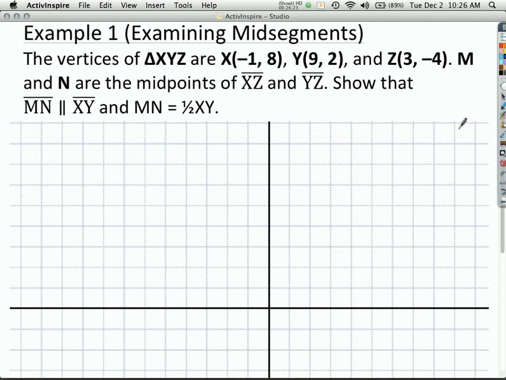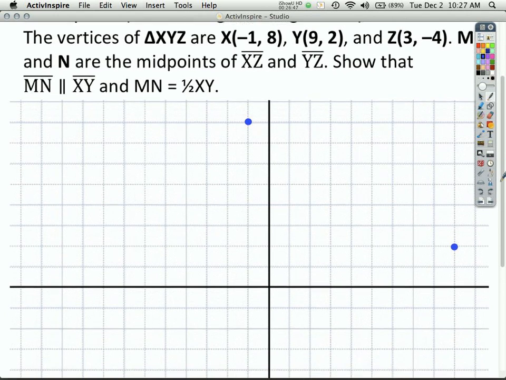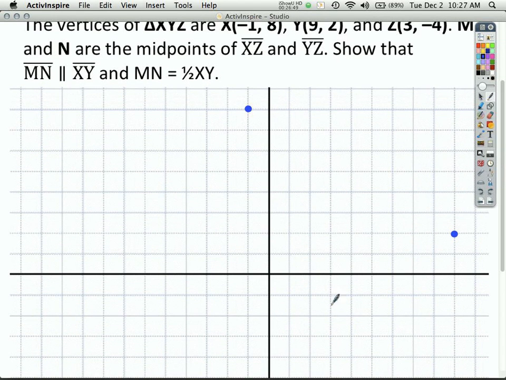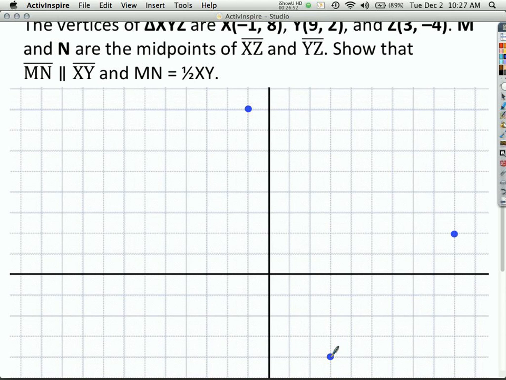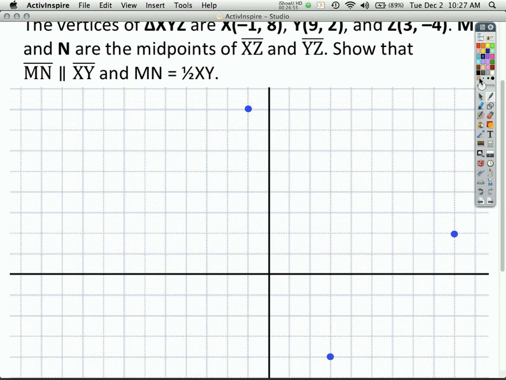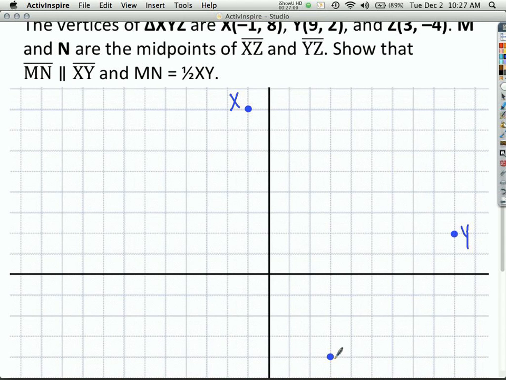All right, so you should have a grid set up. So let's go ahead and plot the points. X is (-1, 8). 1, 2, 3, 4, 5, 6, 7, 8. Y is (9, 2). 1, 2, 3, 4, 5, 6, 7, 8, 9, 2. And Z is (3, -4). Let me move this a little bit. (3, -4), right there. I'm going to label my points. This is X, this is Y, and this is Z.